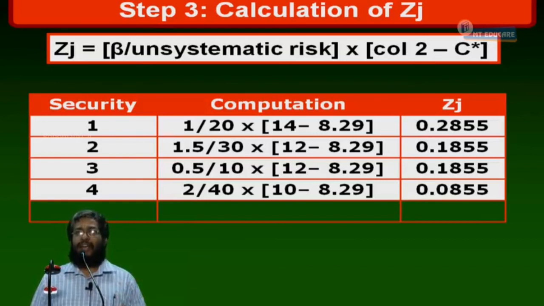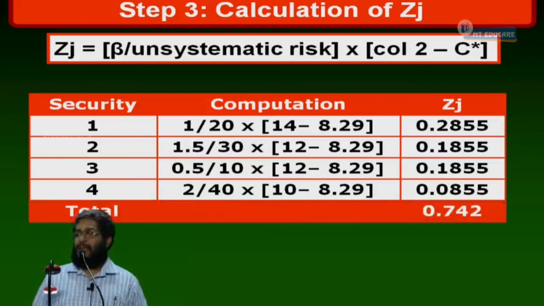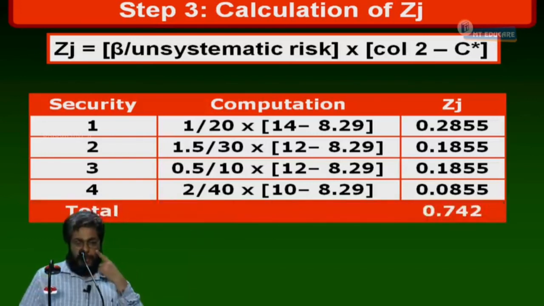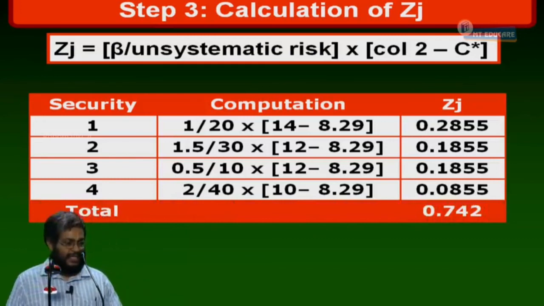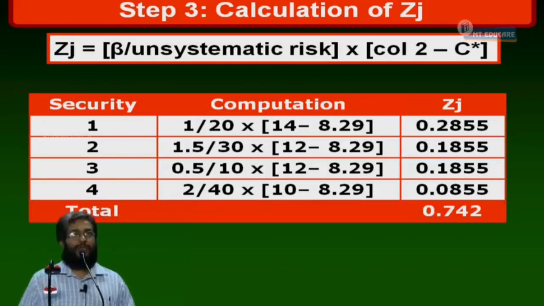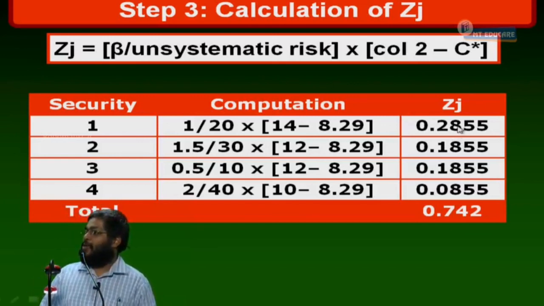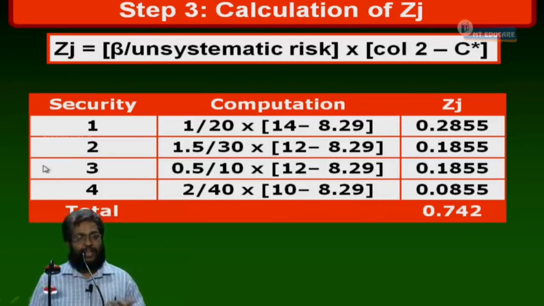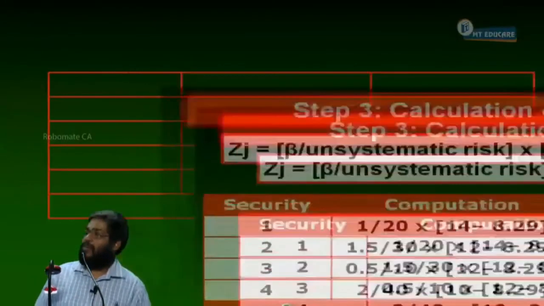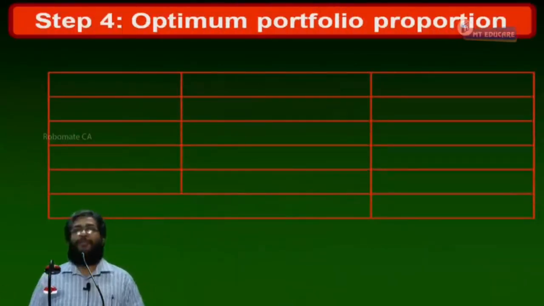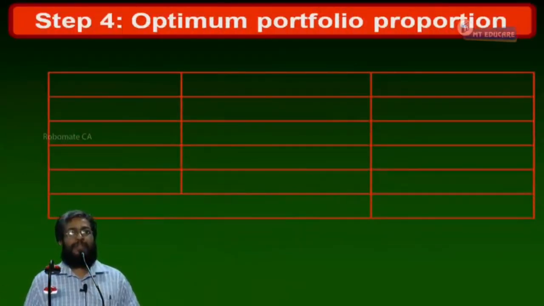If I total it, the total of Zj will be 0.742. Zj total is 0.742. Last step: 0.2855 out of 0.742 is the proportion in security 1, and so on. Can I proceed? Now, the last step is optimum portfolio proportion.